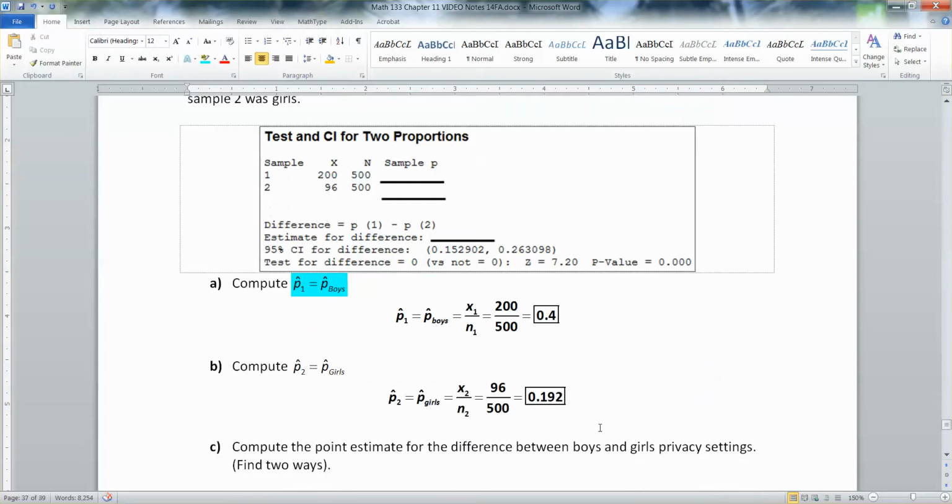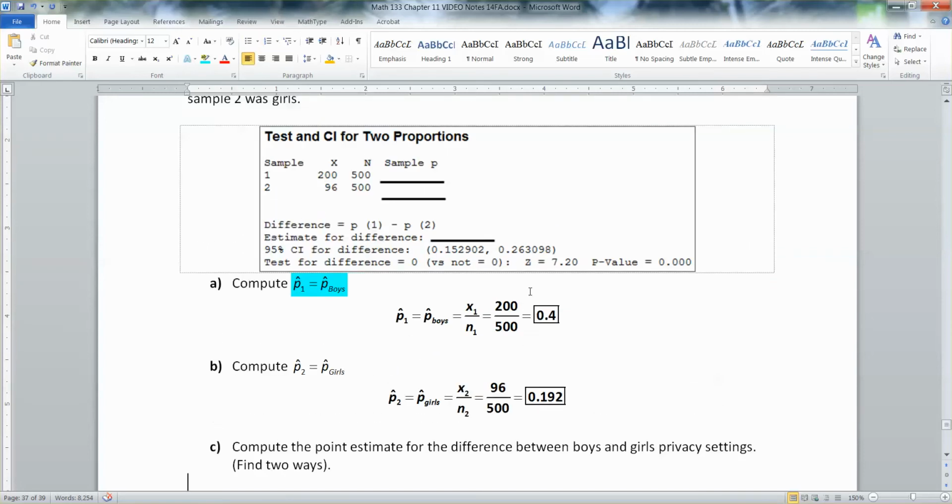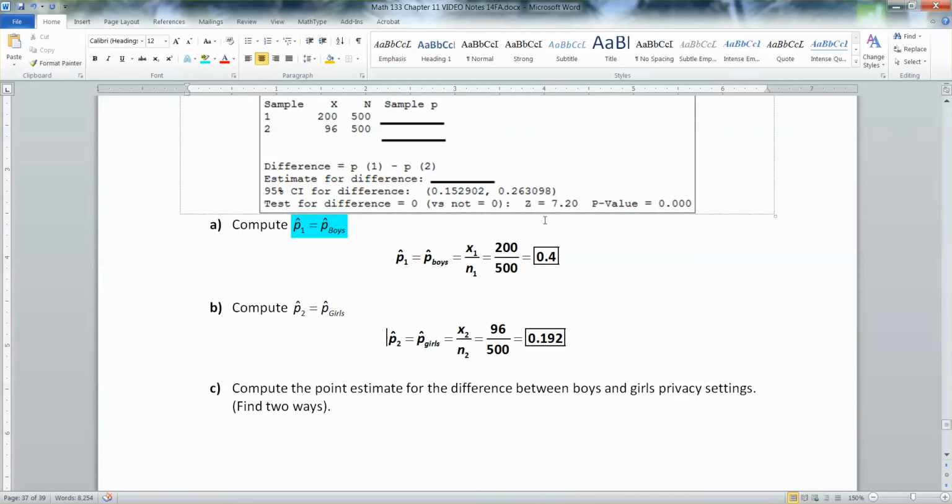Oh, I just closed my calculator. Oh, well, it doesn't matter. All right, so find the point estimate for the difference between the boys and girls privacy settings. We're going to find this two separate ways. We're going to find it once just by taking the difference of these two numbers we already found, and we're going to find it again by using the confidence interval.